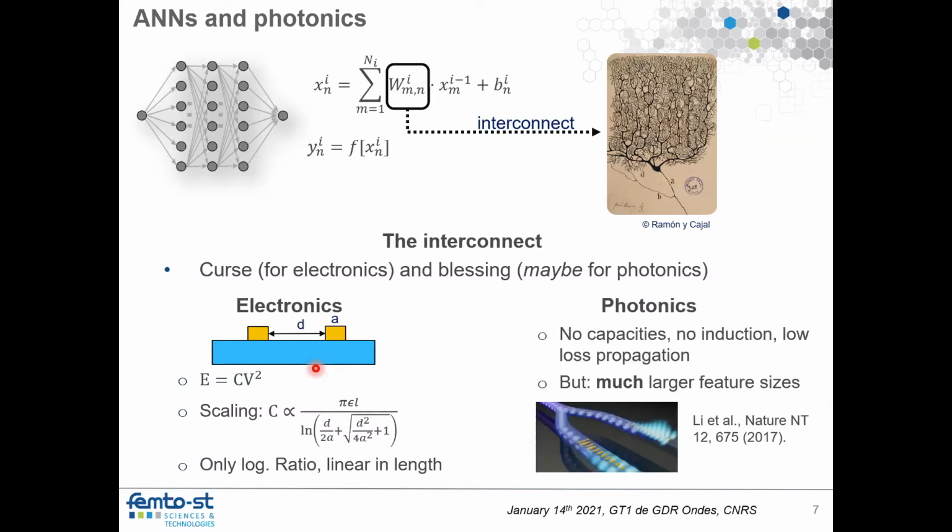Photonics provides a really attractive escape route. The wires have no capacity, no induction, and by now photonics have very low propagation losses. But of course, we have much larger feature sizes, just because the de Broglie wavelength of an electron is of a very different scale than the wavelength of the optical wave functions.